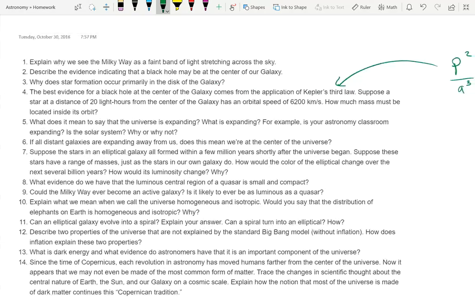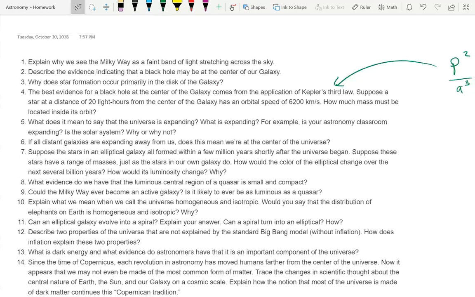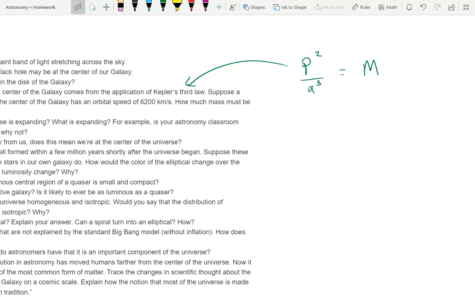Okay. Suppose a star at a distance of 20 light hours from the center of the galaxy has an orbital speed of 6,200 kilometers per second. How much mass must be located inside its orbit? Okay, so we're going to have to get this equation straight if we're going to do it right. So we look, and I don't have the equation sheet here with us. Does anyone have the equation sheet from a previous exam?